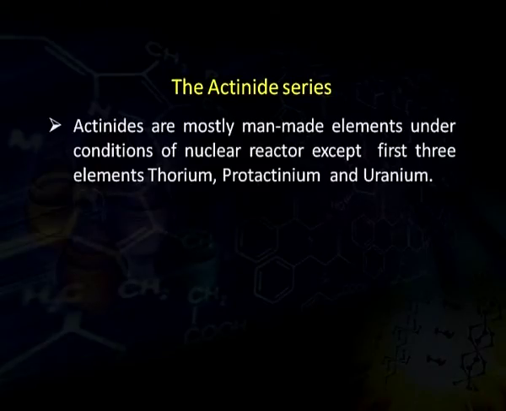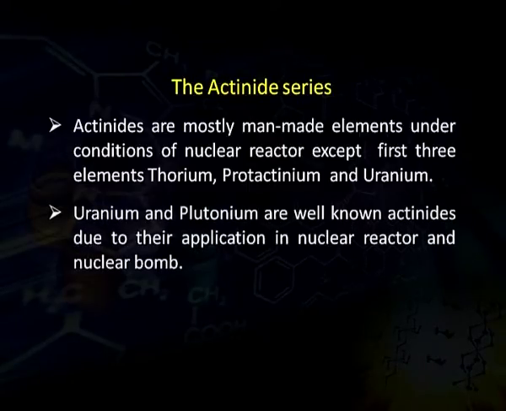The name actinium is derived from the Greek word actis, which means beam or ray. Actinium, which has atomic number 89, and the succeeding elements up to lawrencium, atomic number 103, are all called the actinides. The first actinides discovered were uranium and thorium. The actinides are mostly man-made elements produced under nuclear reactor conditions, except the first three elements, namely thorium, protactinium and uranium.